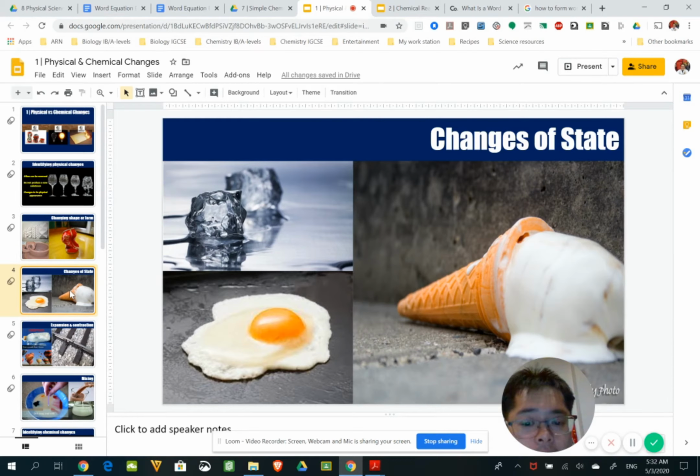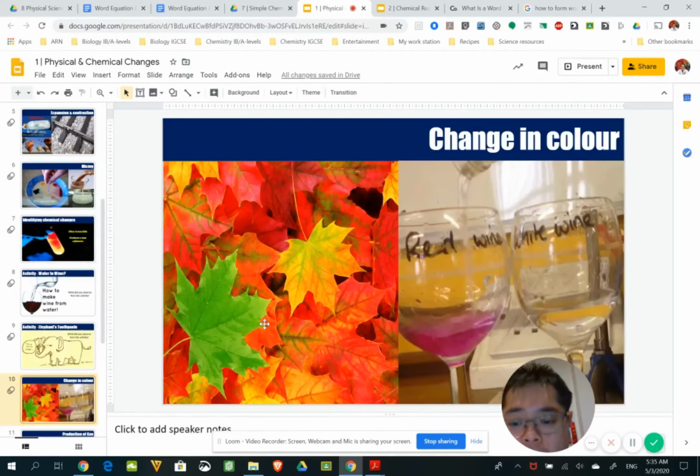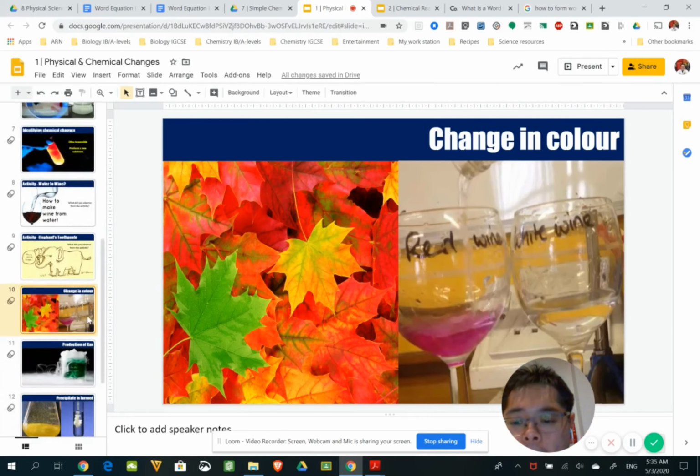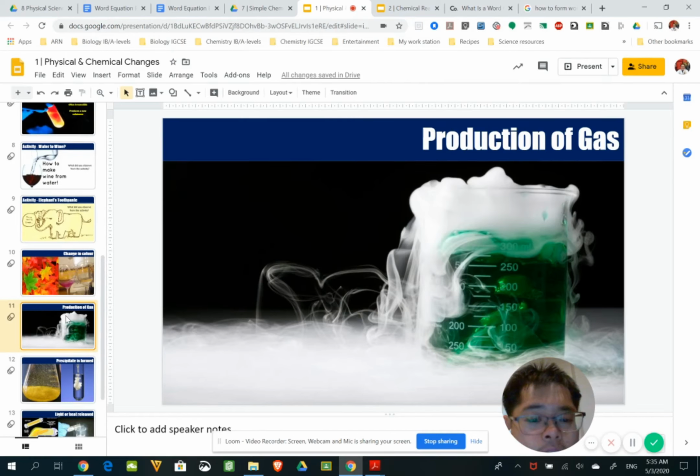Another one that we talk about here would be expansion and contraction. From the heating and cooling topic, it links very well to expansion and contraction. You will notice that the railway tracks form gaps. Another thing that you can see is the production of gases. We will do this in a later part: the formation of hydrogen gas, carbon dioxide gas, and oxygen gas.